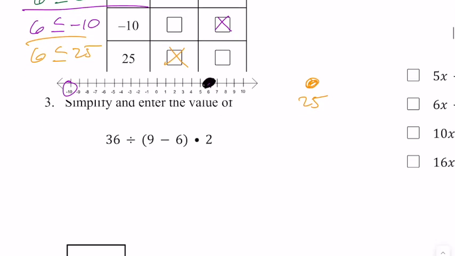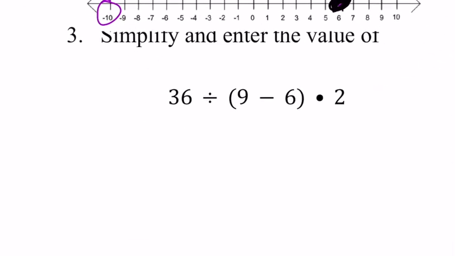So there's that. I'm going to go a little quicker when we get to these now, okay? All right, simplify and enter the value. Hey, this one is like your algebraic expressions and equations. It's the same thing, but there they told me to enter the value. So if you saw that video, we did order of operations.